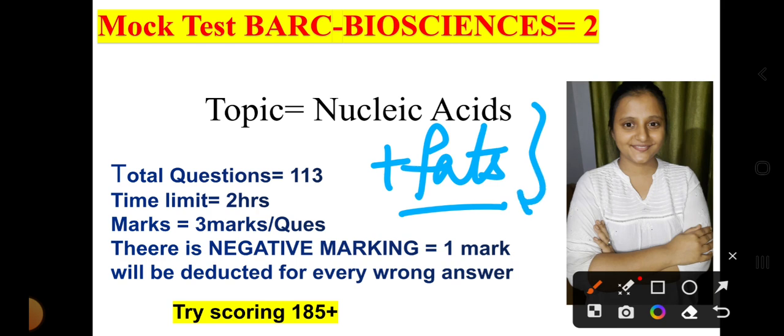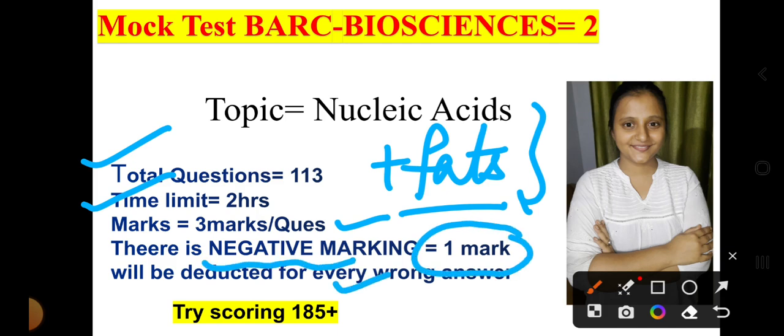So you have 113 questions, out of which approximately 70 questions I've made from biochemistry, that is nucleic acid part, and from fatty acids. Rest of the questions till 113 are from fats. So total questions 113. Time limit is 2 hours. Marks is 3 marks per question. Yes, there is negative marking, that is 1 mark will be deducted for every wrong answer.